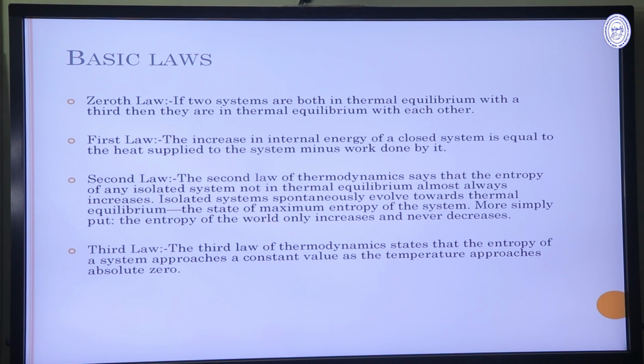and it never decreases. Now finally coming to the third law, which states that the entropy of a system approaches a constant value as the temperature approaches absolute zero. However, here in your syllabus we are not concerned with the third law because you have till the second law of thermodynamics, and we will be concentrating in the first lecture till the first law of thermodynamics.